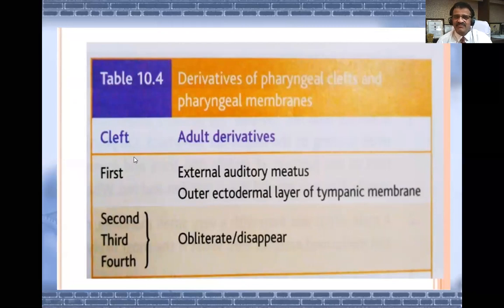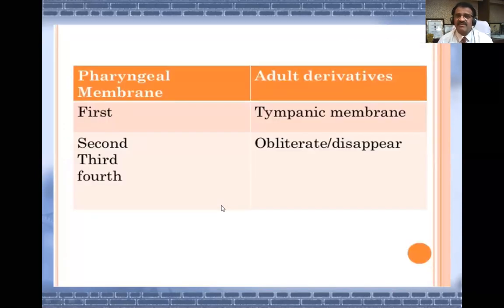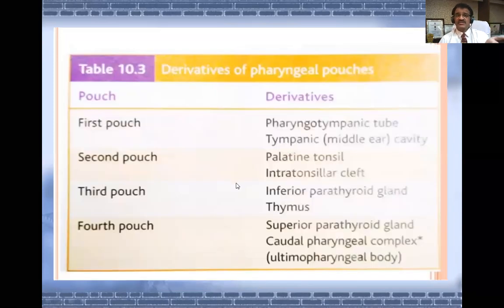In the adult, the first cleft will give rise to the external auditory meatus. Second, third, fourth, they disappear. The pharyngeal membranes, which are part of clefts: the first will give rise to the tympanic membrane, meaning eardrum. Second, third will disappear. The derivatives of pharyngeal pouches, meaning first pouch, second pouch, third pouch, and fourth pouch, each is giving a different thing.